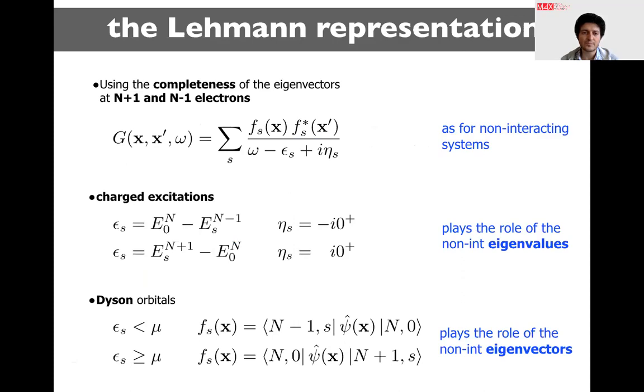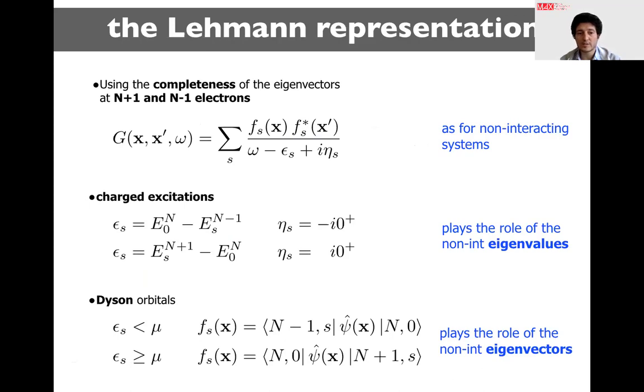Here is a form that is called Lehmann representation. An exact representation, an exact form we can give to the interacting Green's function. That is quite nice since it really resembles what we have for non-interacting systems, where this Fs would be the non-interacting single particle orbitals and epsilon s would be the eigenvalues of our non-interacting Hamiltonian.